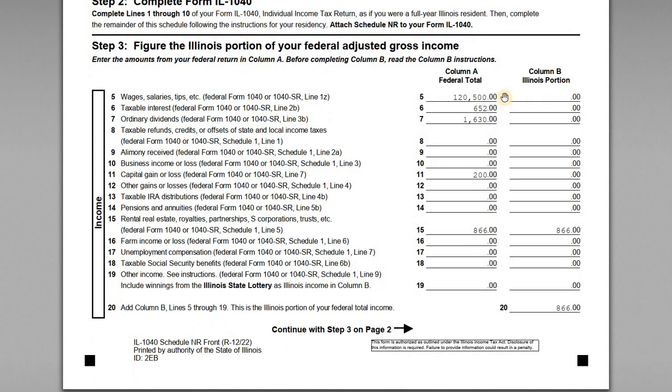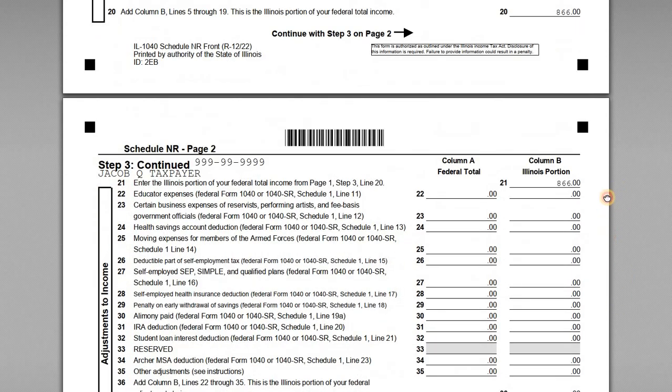So in the federal column here, we've got the wages, the interest, the dividend income, capital gain distributions, and that net amount of rental real estate income. The Illinois portion here is just the rental real estate income, right? So we've got the $866 there. None of these other income items are attributed to Illinois.